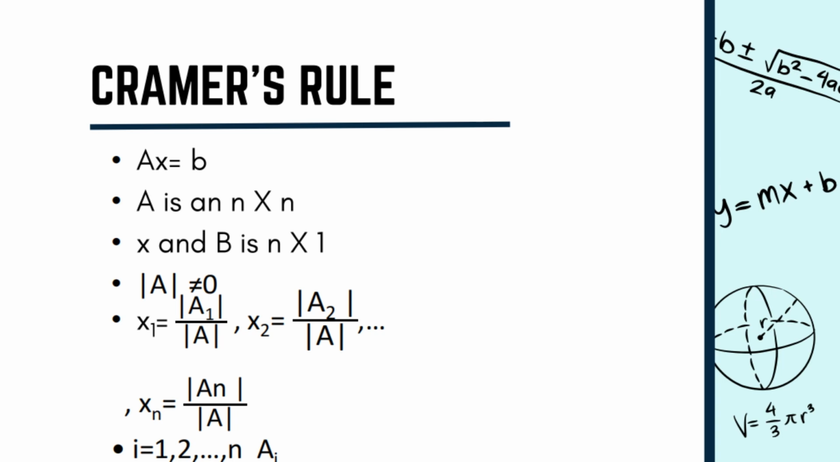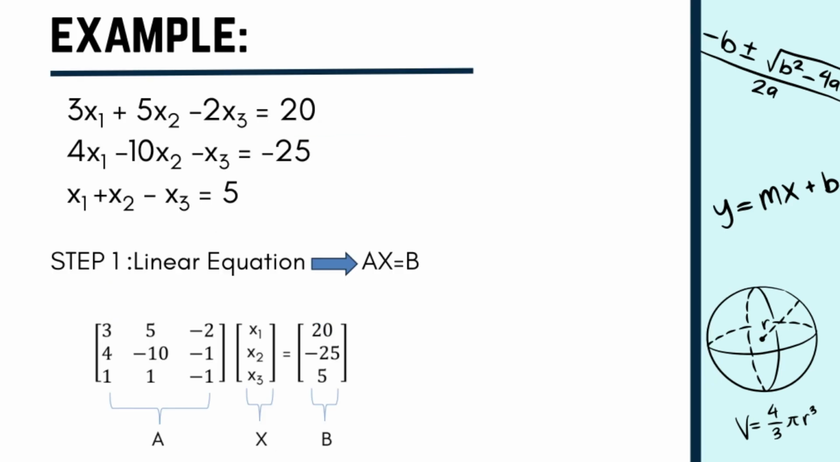A_i is a matrix obtained by replacing the ith column of A by the vector B. To understand even better, I will show you an example.